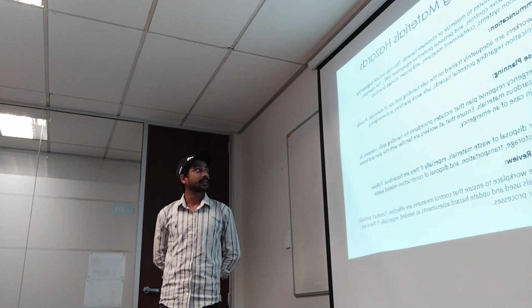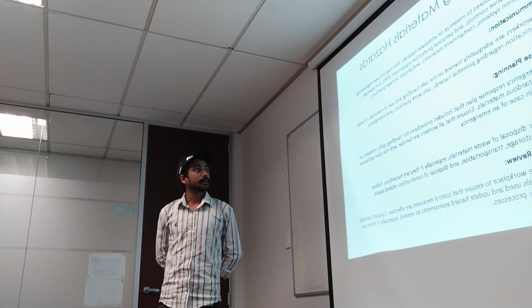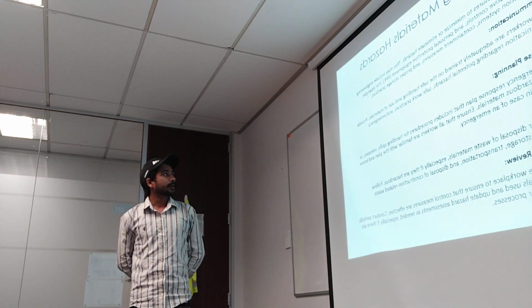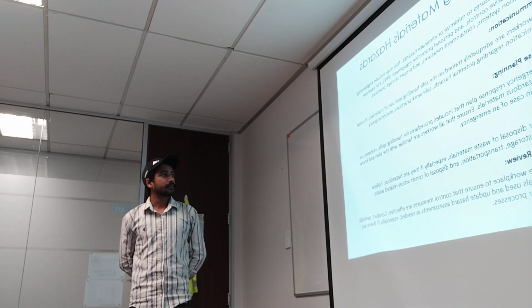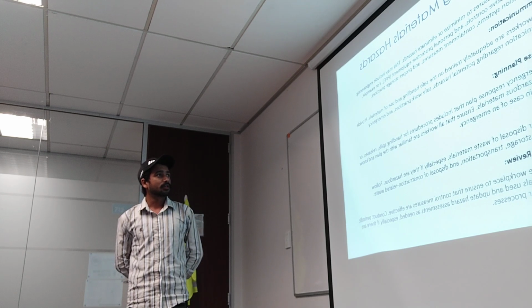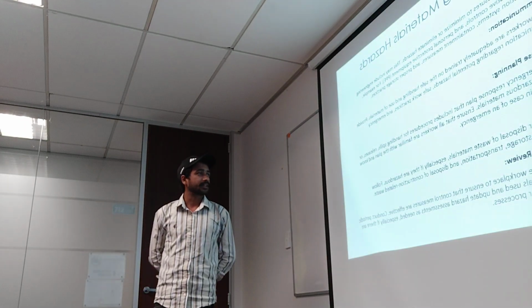Steps for assessing material hazards. First one is control measures. Implement control measures to minimize or eliminate hazards. They may include engineering controls, administrative controls, and personal protective equipment. For example, consider ventilation systems, containment measures, and proper storage practices.